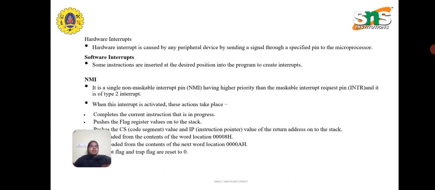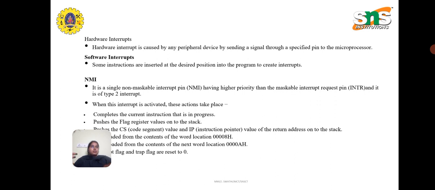The INT instruction with the type number is a 2-byte instruction. The first byte provides the opcode and the second byte provides the interrupt type number. There are 256 interrupt types under this group. Its execution includes the following steps. As usual, the flag register value is pushed on the stack, and the CS value and IP value of the return address are pushed on the stack. IP value is loaded from the contents of the word location type number into 4. CS is loaded from the contents of the next word location. Interrupt flag and trap flag are reset to 0.